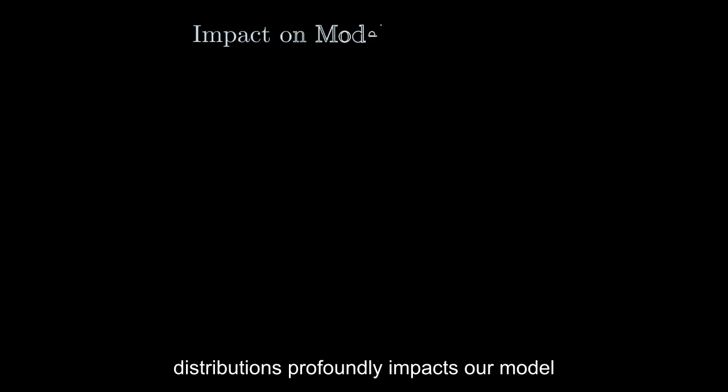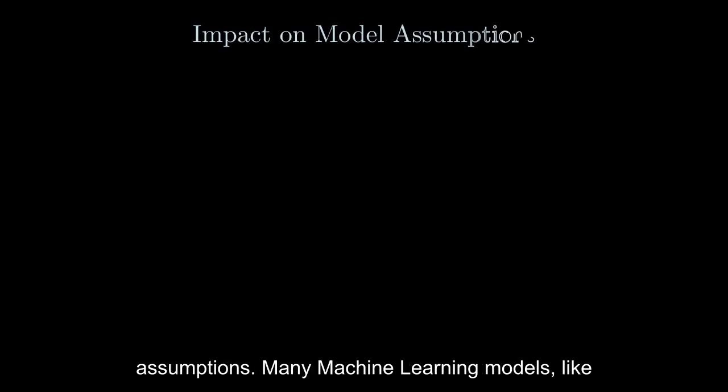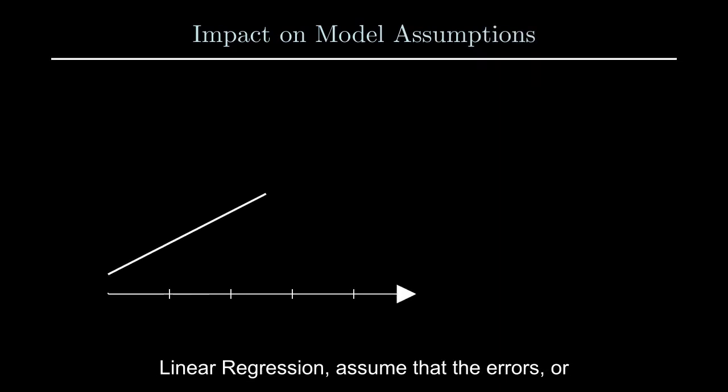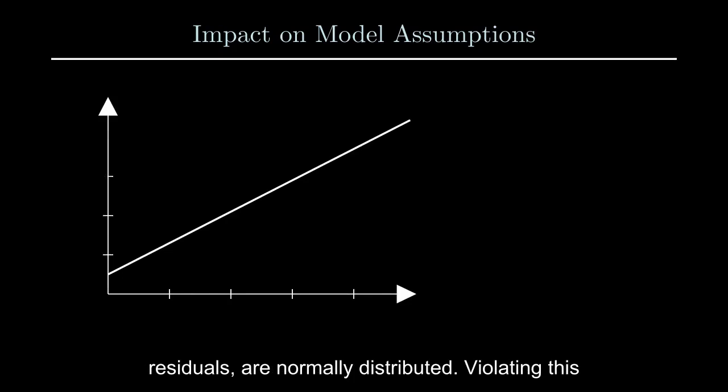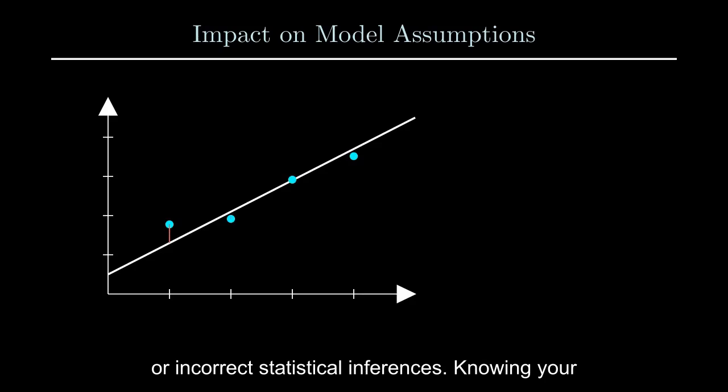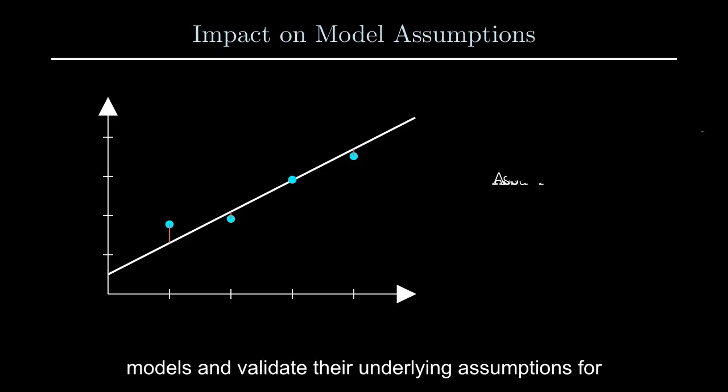Understanding these distributions profoundly impacts our model assumptions. Many machine learning models, like linear regression, assume that the errors, or residuals, are normally distributed. Violating this assumption can lead to suboptimal model performance or incorrect statistical inferences. Knowing your data's distribution helps you choose appropriate models and validate their underlying assumptions for better results.